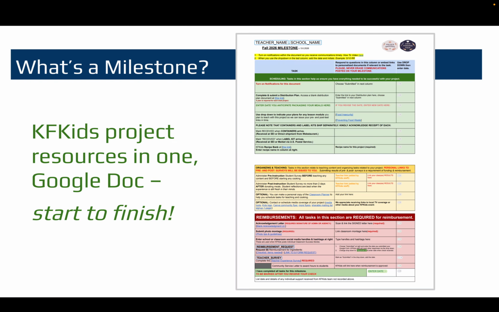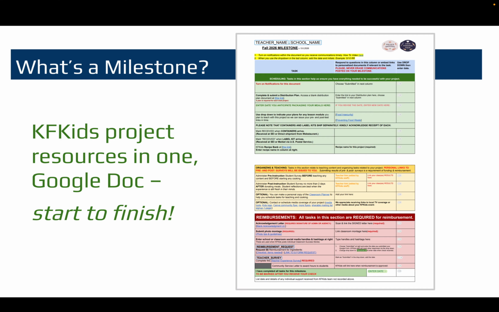The milestone also guides you through an ordered step-by-step list for everything from scheduling, organizing, and teaching content modules to submitting your reimbursement. You set the pace, backward planning from the date you've set to package and distribute meals. Items at the top of the milestone represent the starting point of your planning, working your way down the document to the final components.